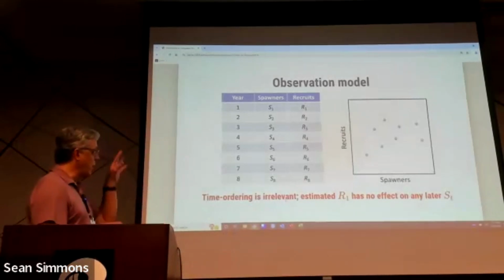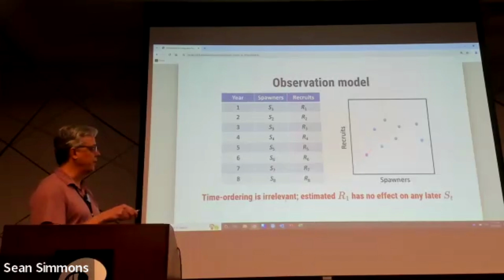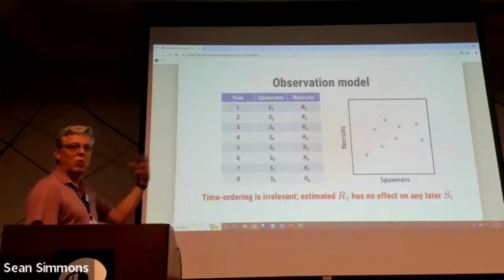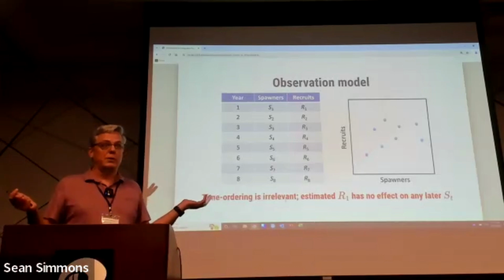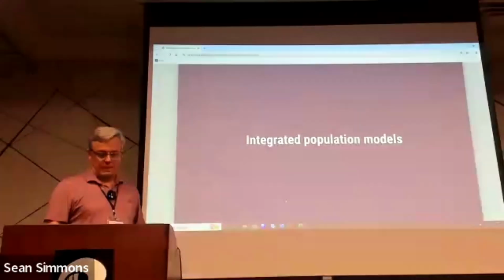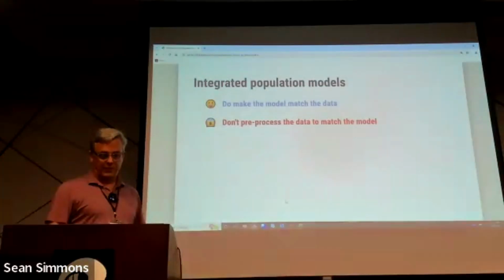So in an observation model, like a linear regression, that time ordering doesn't matter. I can scramble every one of these rows up and I'm still going to get this plot. Okay, so the time ordering of the information doesn't help us at all, and we're actually just going to completely ignore it. Okay, so that motivates what these IPMs are.